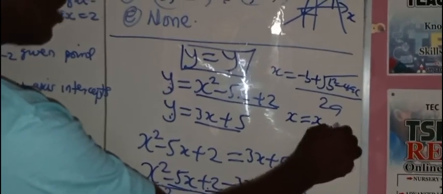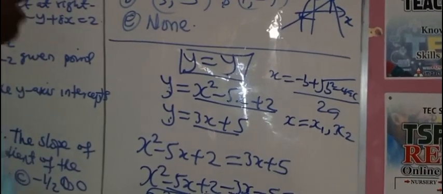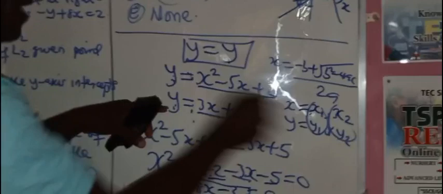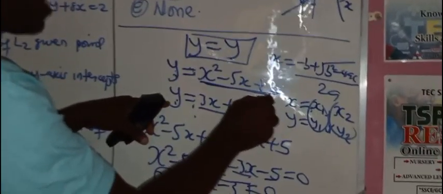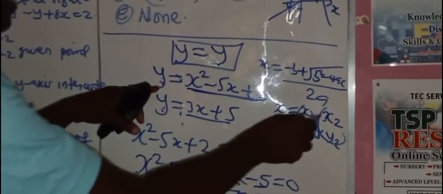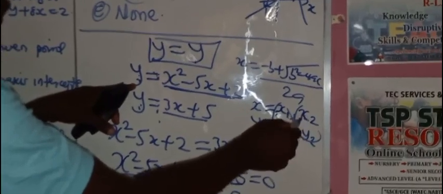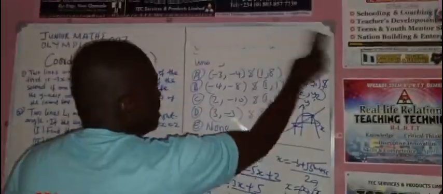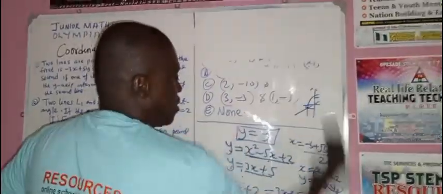S1, S2. Now, to get your y1 and y2, you will pick any one of these, anyone you like. For the first, S1, wherever you see x, you put it, you get y1. Wherever you see S2, the value you get, you put it, you get y2. Don't forget that in case you see something like that in your exam.